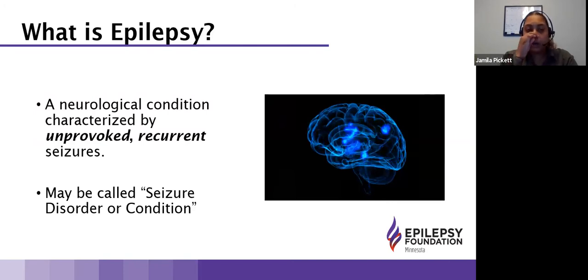Some people may call their epilepsy seizure disorder or seizure condition. I would take that with a grain of salt because the term seizure disorder or seizure condition is more of an umbrella term that a lot of other conditions can fall under. So it's not wrong to call your epilepsy seizure disorder or seizure condition, but just remember that if somebody says that, they may not necessarily have epilepsy.